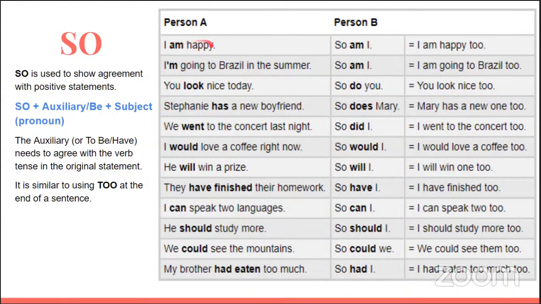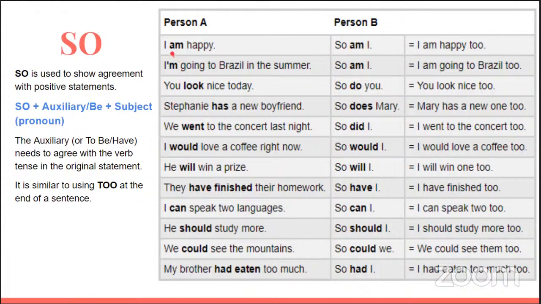Here, I am happy, so am I. I cannot say I am happy, so does I. I cannot say that, right? Because here I'm using the verb to be, not auxiliaries. And well, it is similar to using too at the end of the sentence. It's the same, so you can use too or so. And well, we are going to be seeing the difference in terms of writing and statements.